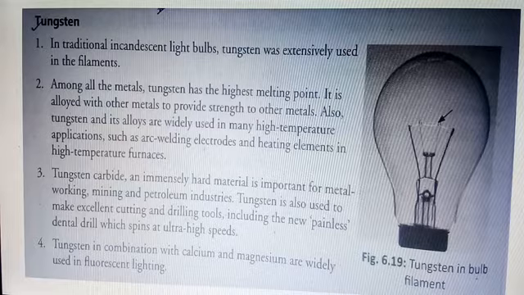So in traditional incandescent light bulbs, tungsten was extensively used in the filaments. The filaments, you can see the arrow out there. This arrow shows there is a curly wire.